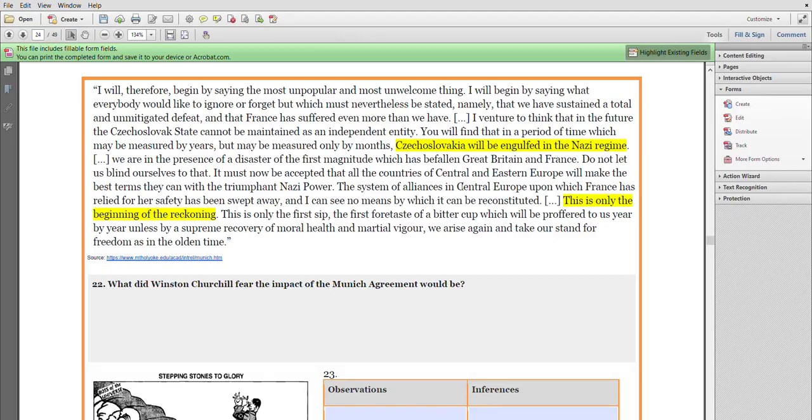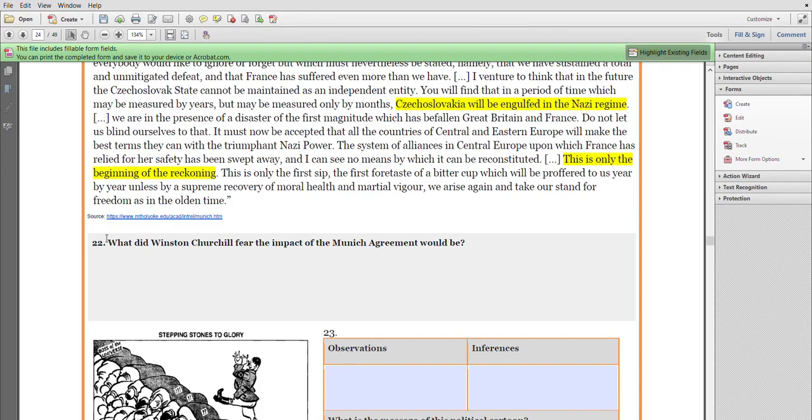The system of alliances in Central Europe upon which France has relied for her safety has been swept away, and I can see no means by which it can be reconstituted. This is only the beginning of the reckoning. This is only the first sip, the first foretaste of a bitter cup, which will be proffered to us year by year unless by a supreme recovery of moral health and martial vigor we arise again to take our stand for freedom as in the olden time." Question 22. What did Winston Churchill fear the impact of the Munich Agreement would be?